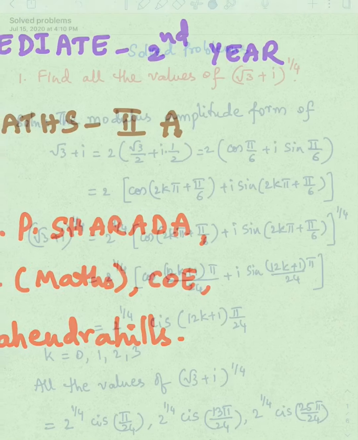And in the previous video, I have told you how to write this: 2k pi plus theta. That is in the synopsis we have discussed. So here it will become 2k pi plus pi by 6. Dear students, please note this point. This is called amplitude form. Here also 2k pi plus pi by 6.